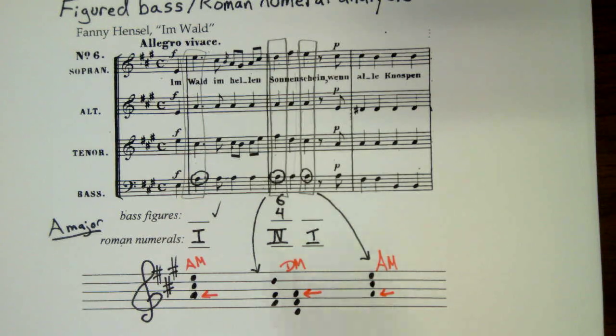Okay? So these are the chords in the first two measures of this song. We have Roman numeral 1, and then 4, 6, 4, and then back to 1. Okay? Let's look at a few more chords.